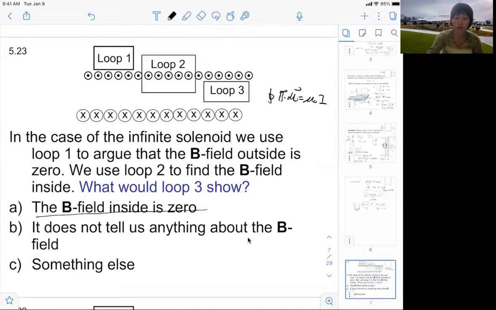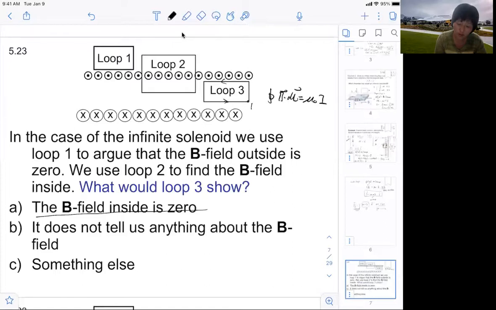Well, in my head, it doesn't make sense why we would have two contradicting answers. Right, it shouldn't contradict. So let's see what happens when we apply Ampere's law for loop 3. It shouldn't give us anything wrong. At most, it gives something not useful.